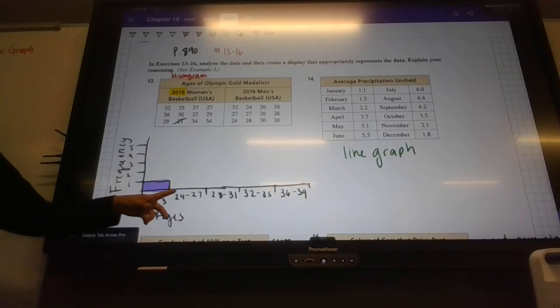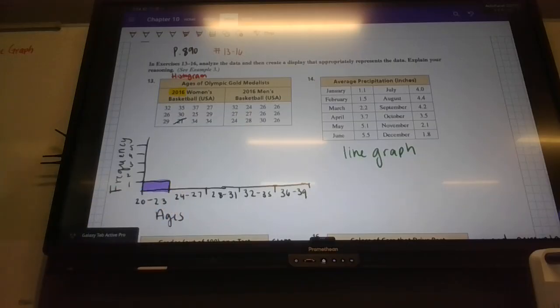So now I have to go through and count how many people between the ages of 24 and 27. 26, 25, 27. 3 people. So I go up to 3 and go over. Oh, that one's a little bit wide. Try to make it look smaller. Make it go in a bit. There. 3 athletes fell between the ages of 24 and 27.